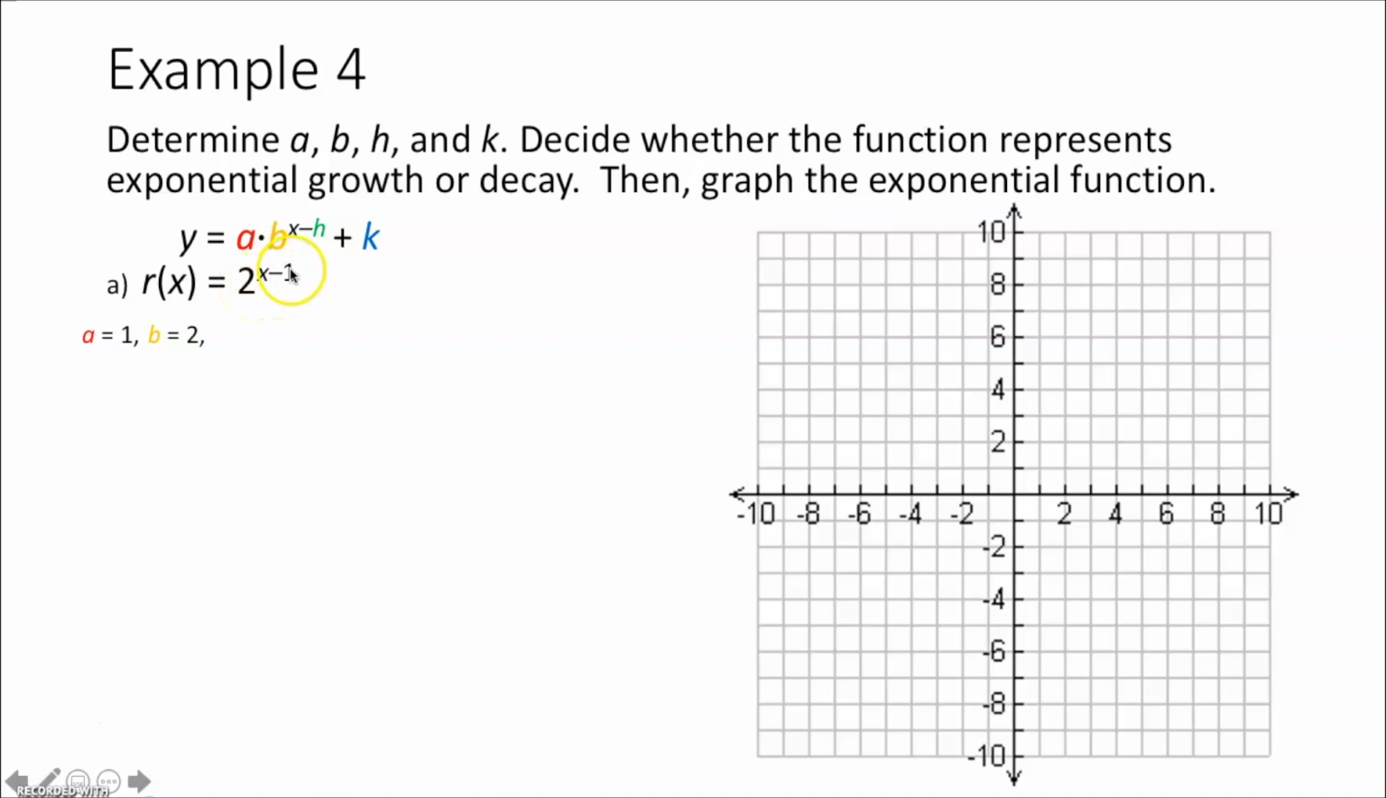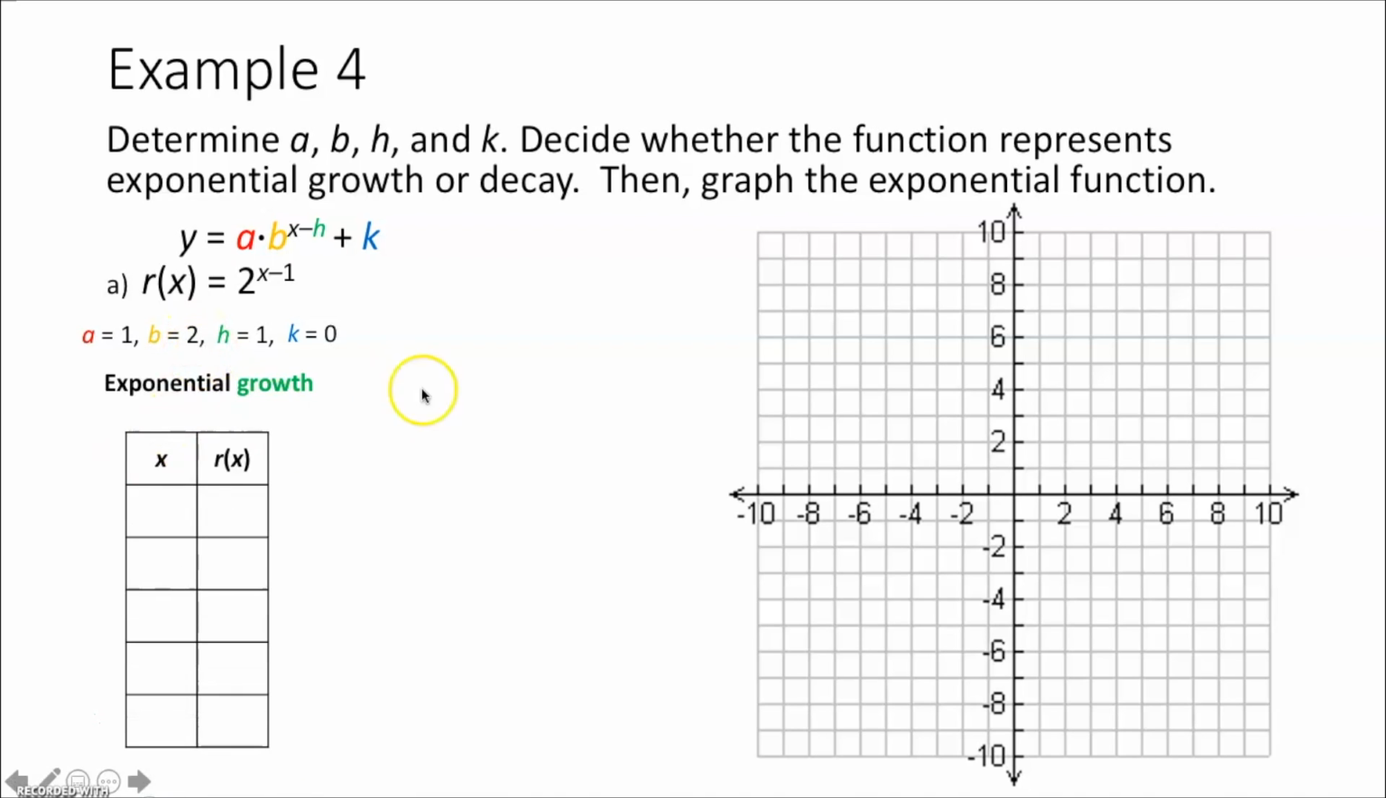What's our H value? The opposite of whatever you see added or subtracted to your exponent. So that would be 1 in this case, right? And then K, whatever's added or subtracted at the end, there isn't anything, so that would be 0. Next, exponential growth or decay. Since your B value is greater than 1, we're going to say this is exponential growth. And now we're going to graph the given function.